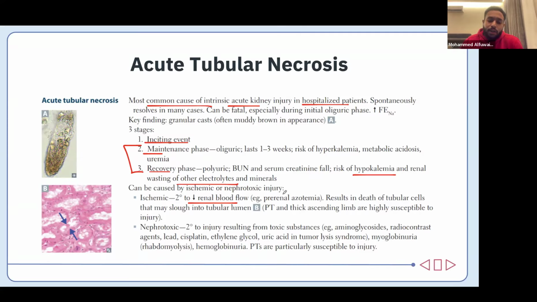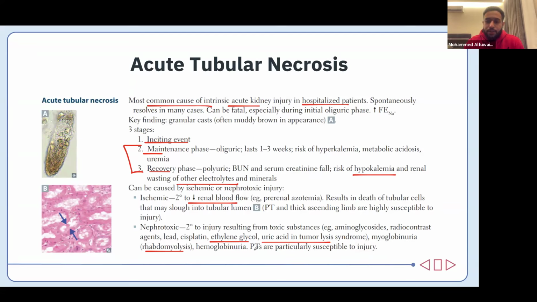Nephrotoxic, it's because of toxic substances such as medications. Aminoglycoside is a very important one. Ethylene glycol is another important one, and then uric acid and tumor lysis syndrome, as we covered in hem-onc, rhabdomyolysis, and so on and so forth.